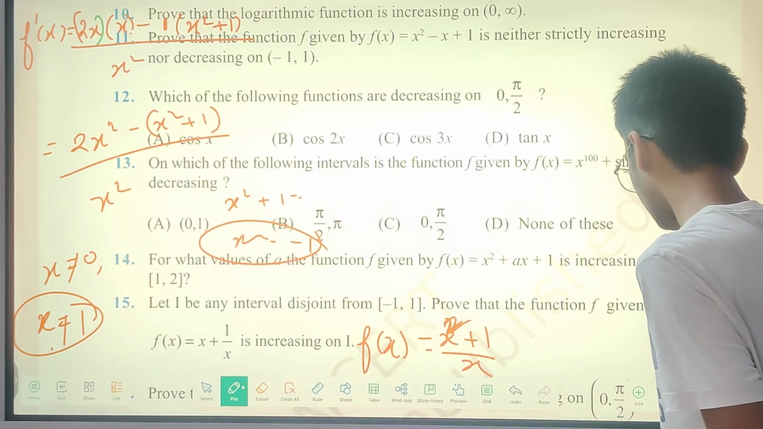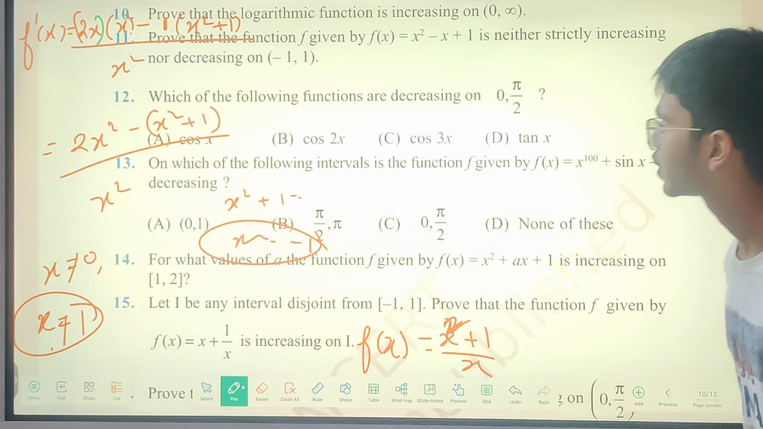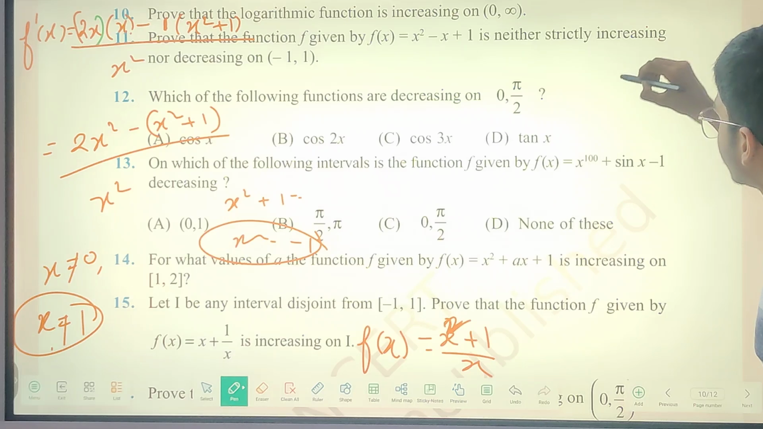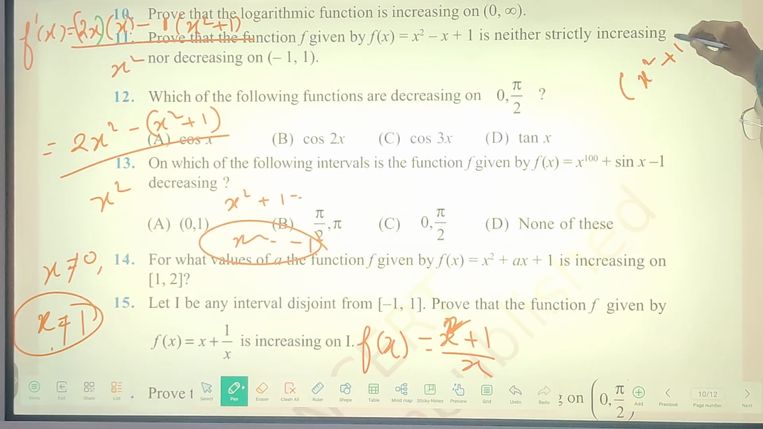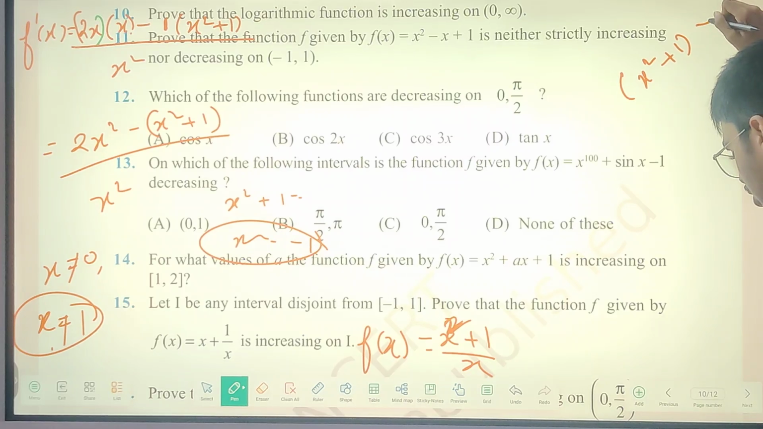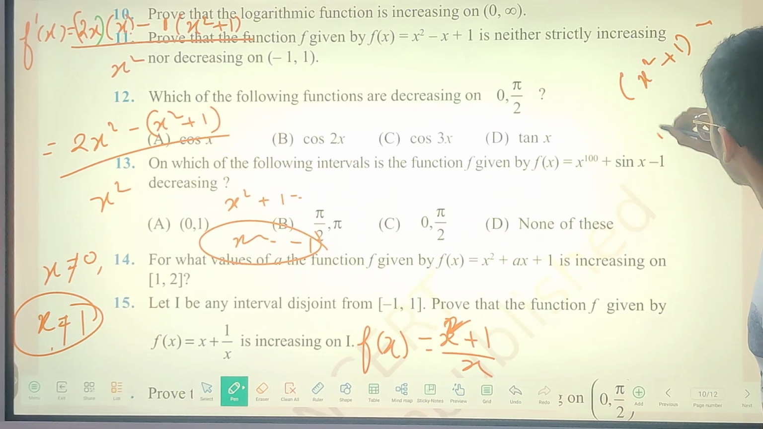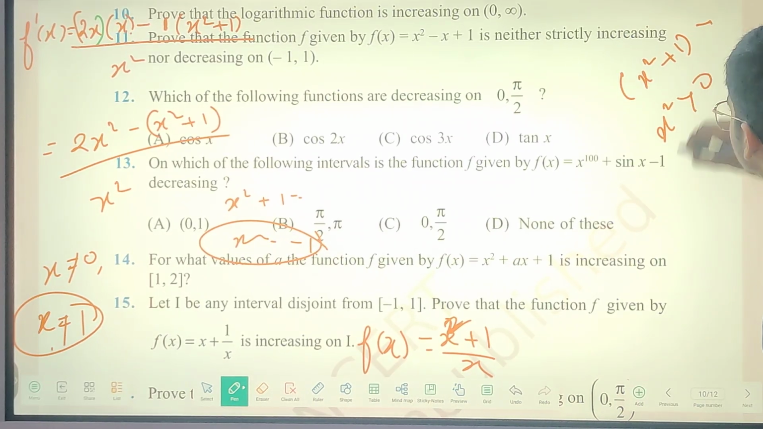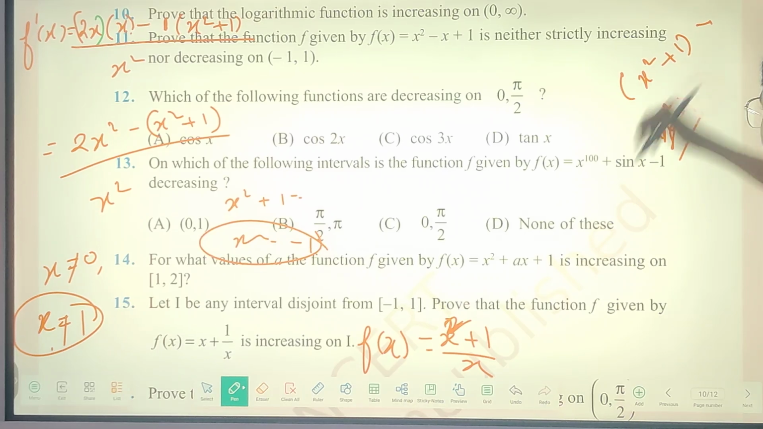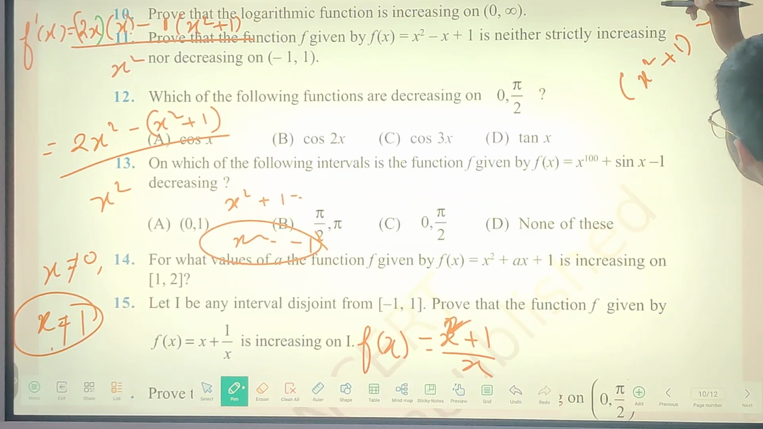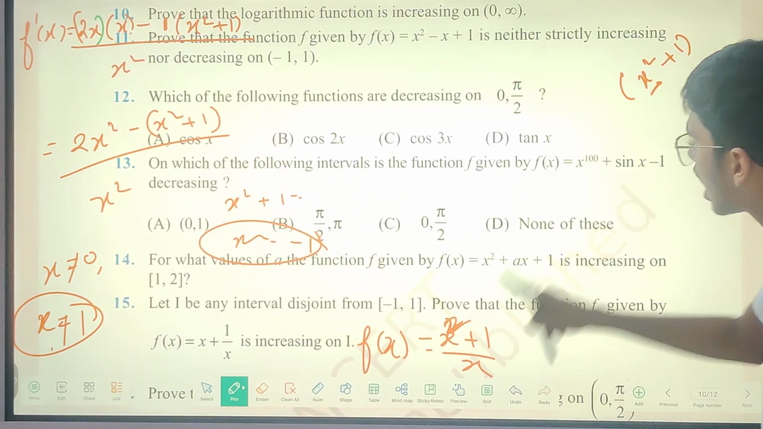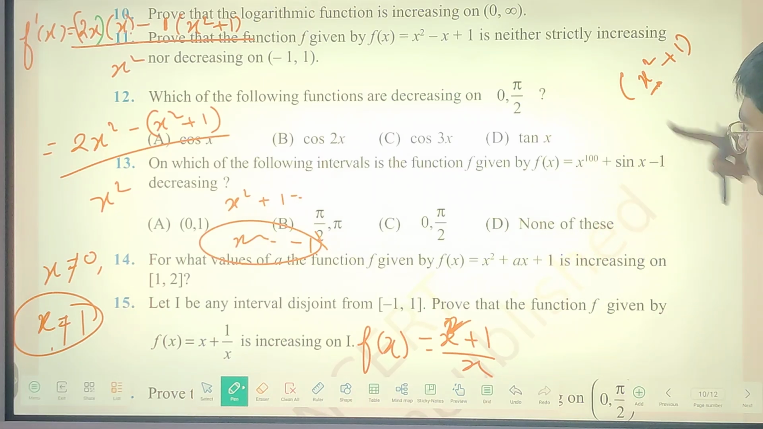Actually, they are asking us to prove it is strictly increasing only, right? So that means x square plus 1 should always be greater than 0. Okay, so x square is always greater than 0. See, what have they given? This is x square, and you can see that it is x square plus 1 only.